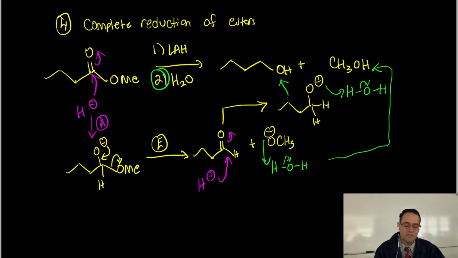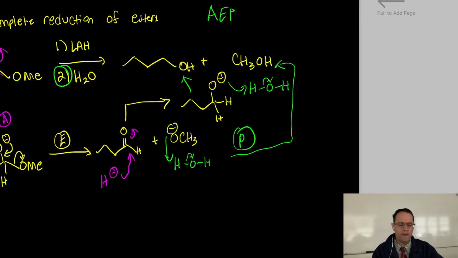Okay, so it's AEP, you know, P and P, protonate and then protonate. Okay, so this step is a protonation step. So the three-step sequence is attack, eliminate, and then protonation. All right, so that's what I call the complete reduction of esters. You form all the way down to the alcohols. Okay, and just remember that lithium aluminum hydride is always excess. Okay, now we do have a way to stop at the aldehyde.